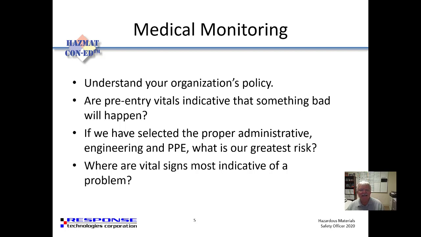Now, if heat stress is the greatest risk that we're encountering, again, we've selected the right administrative controls, engineering controls, and PPE, so heat stress is what's going to be the problem. The number one vital sign for indication of heat stress is pulse rate. There are two reasons pulse rate will not drop during rehab. One, dehydration. And we always try to address that as much as we can. We try to hydrate pre-entry and post-entry as much as we can.